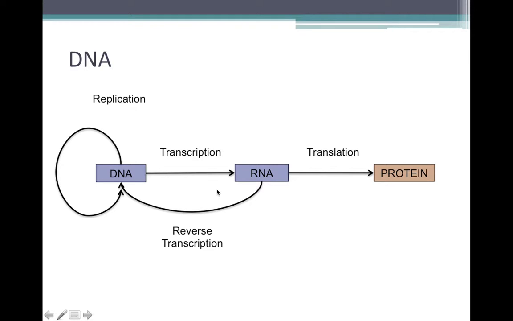Now, one important note too is that there's another process called reverse transcription. Reverse transcription is basically where you can take RNA and turn that into DNA. This typically doesn't happen in a normal human cell. Reverse transcription is a process that some viruses use to insert their genomes into the host cell genome, to hide from the immune system or go dormant. But reverse transcription is converting RNA into DNA.